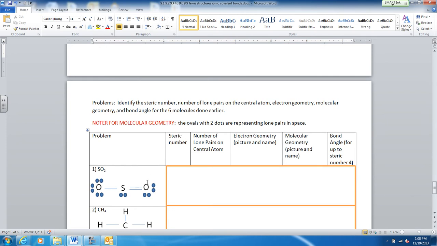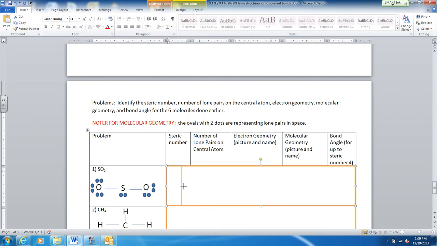So for steric number, the number of bonded atoms and lone pairs. If you can do this on your own, just fill it out. Sulfur has 2 bonded atoms, 1 lone pair. So a total steric number of 3.